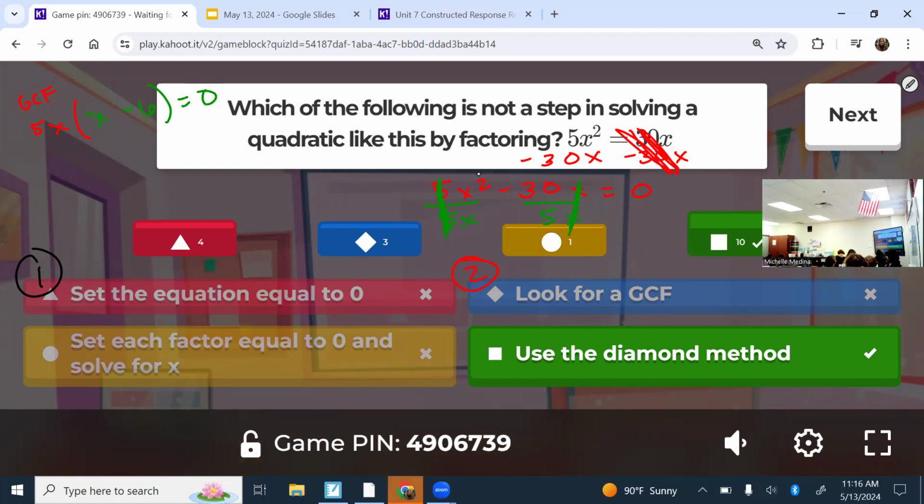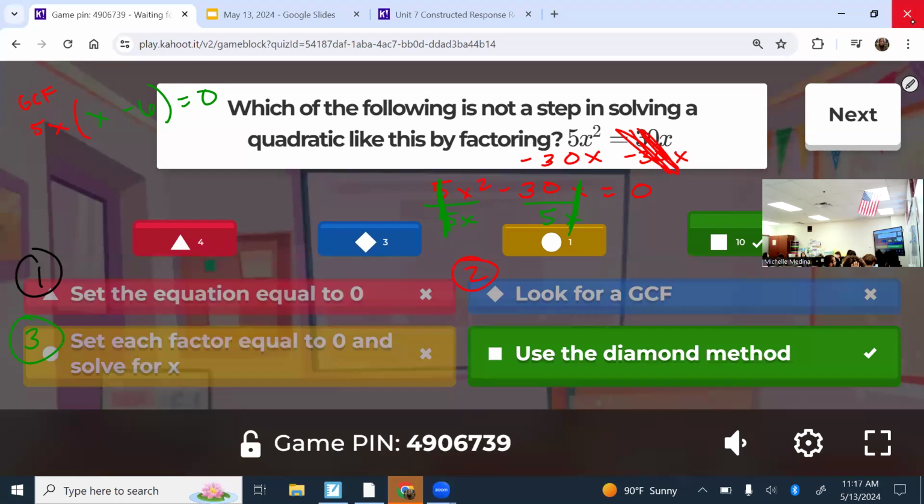And now it's in factored form. Step 3 would be to set each factor equal to 0 and solve for x. Now, you will be typing into a box tomorrow. It'll say, solve this by rewriting it, factor it, or give me some sort of reasoning for how you rewrote it.